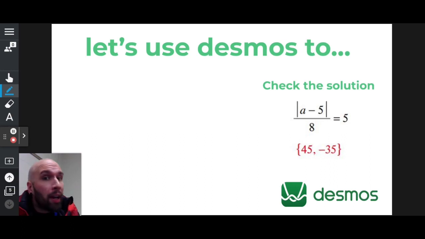Oh, wow. Good thing I zoomed out a bunch of times. And those vertical lines go right through negative 35 and 45, thus indicating that the answer is 45 and negative 35. Can't forget to use X instead of A.